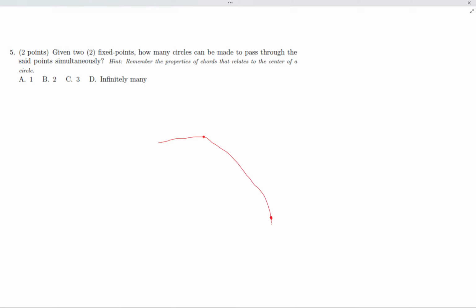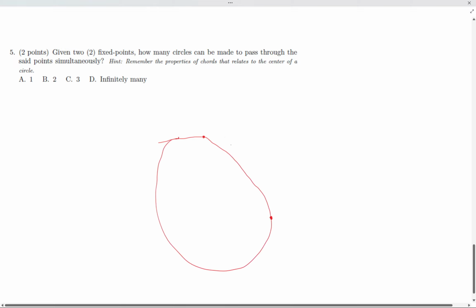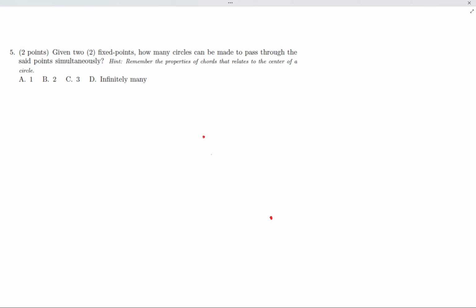It could be this way, right? Or even we could have another circle this way. Again, its goal is just to pass through the said points. Now, if that's the case, it looks like we have a lot of options. We could say 2, 3, or we could even say infinitely many.